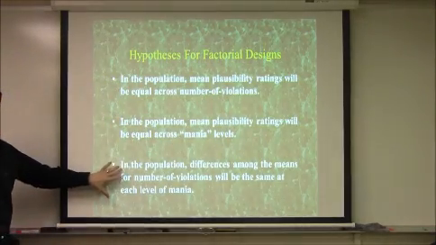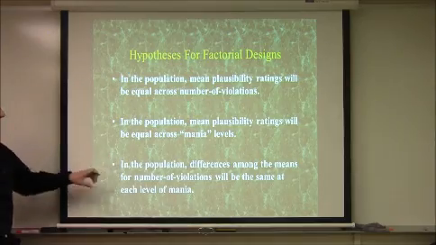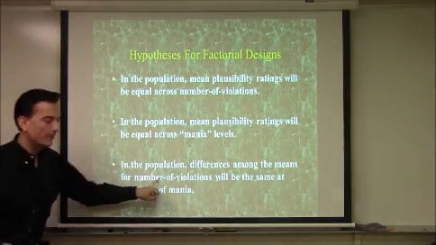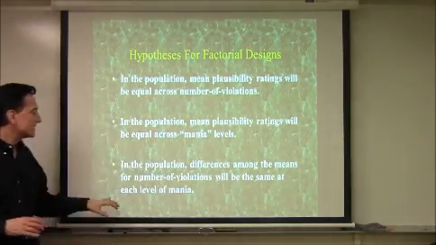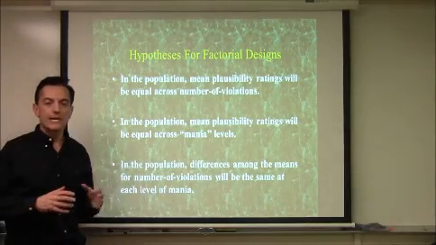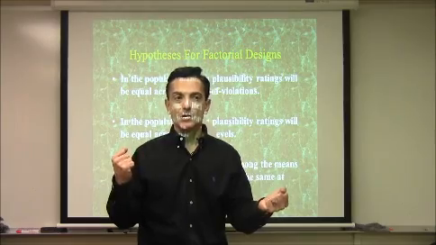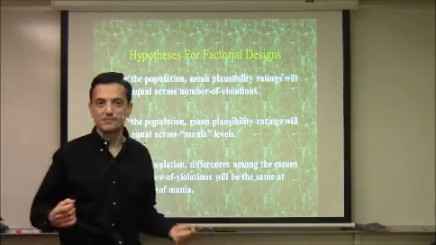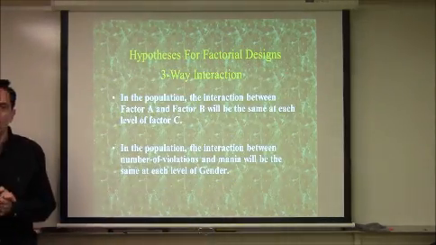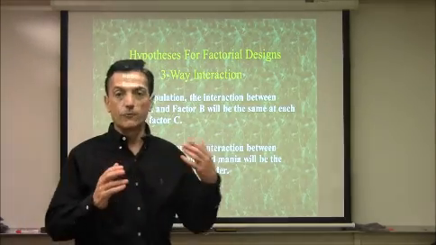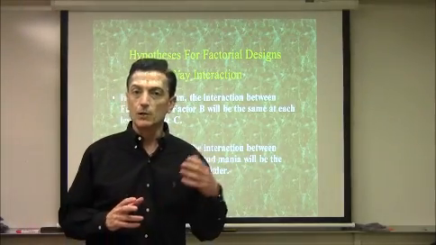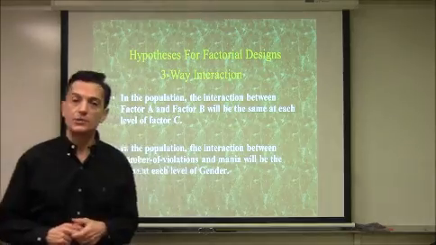And then here it is for our interaction. In the population, differences among the means for number of violations will be the same at each level of mania. So again, we're really asking the question about whether we have different differences or whether we have similar differences. Okay, so that was the case where we happen to have maybe a 4x2 design. We had 4 levels of one variable, and our second variable had 2 levels.